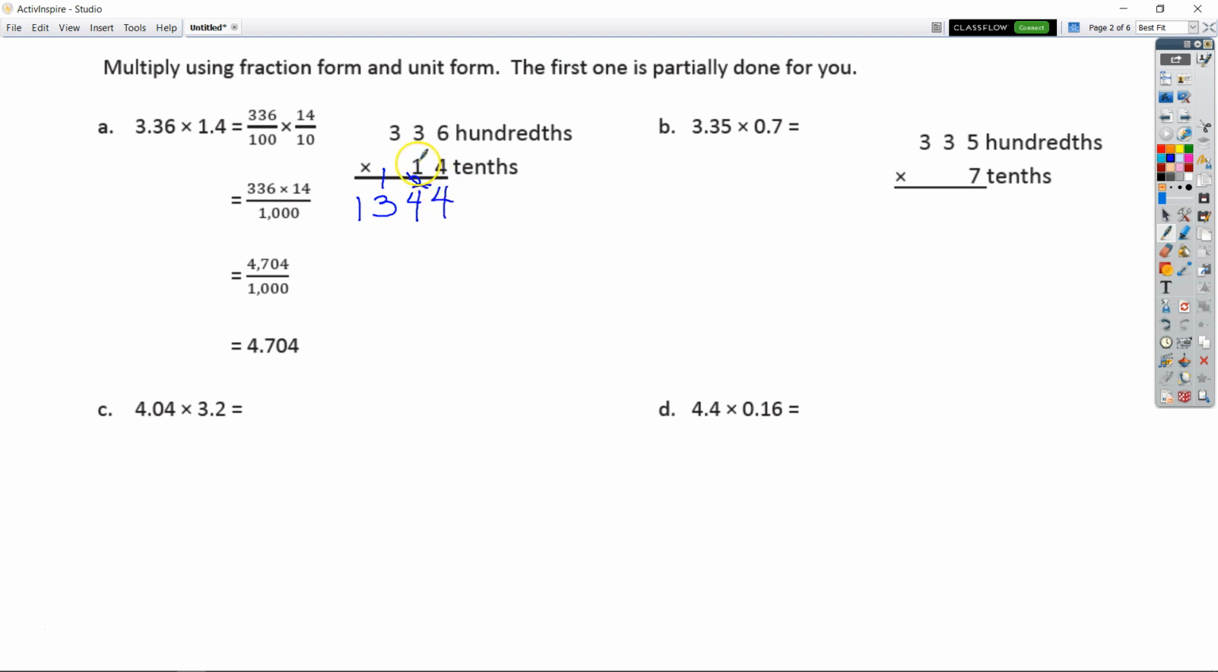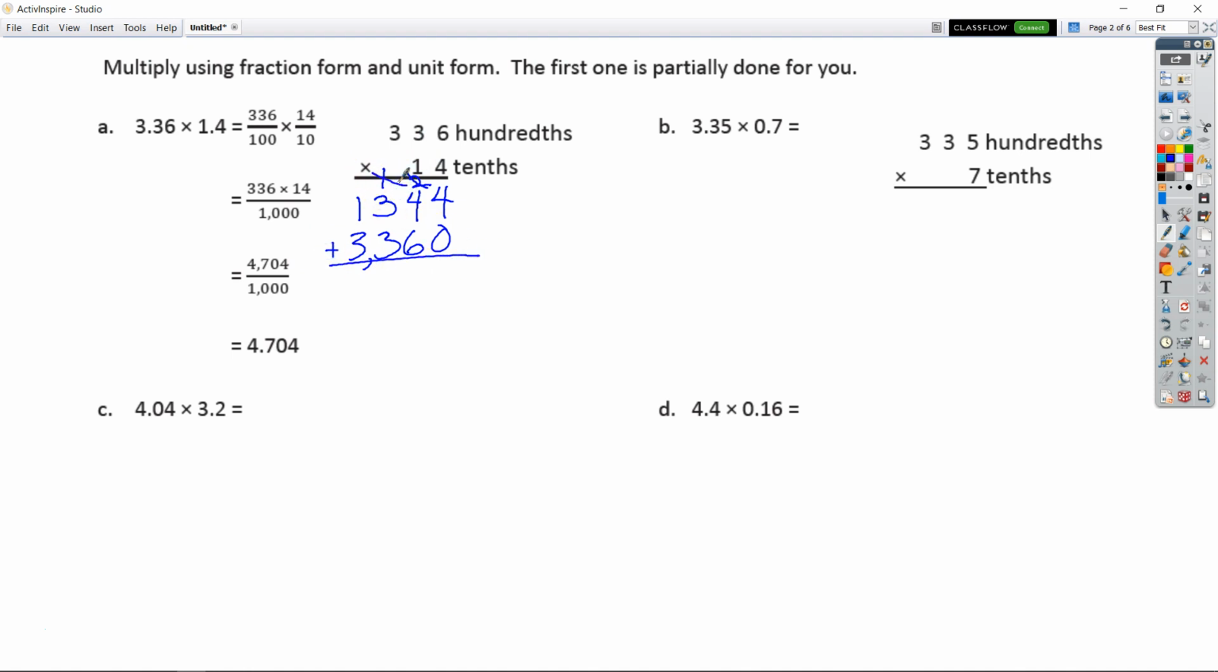Now we have 110 times 6 is 6 tens. Then we have 110 times 3 tens is 3 hundredths. Then we have 110 times 300 is 3,000. So let's go ahead and add that up now.